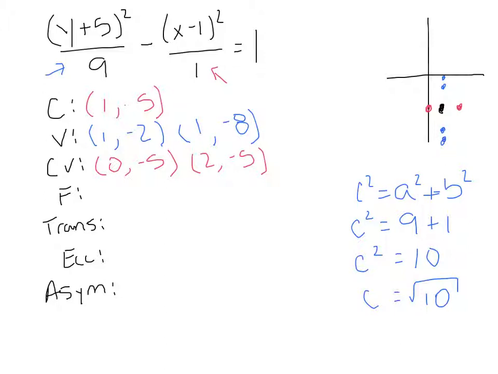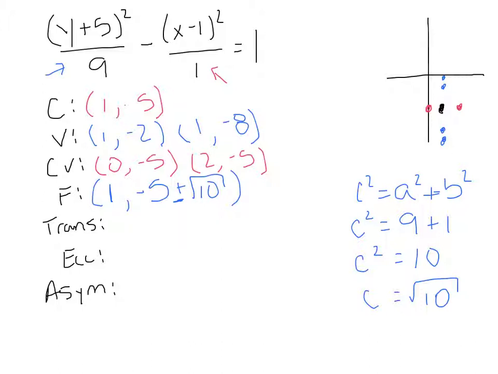So when we write out the points for our foci, we want to think about what we did. We started at 1, negative 5, and we moved up and down the square root of 10. So the 1 stays the same no matter what. And we started at negative 5, and we moved up the square root of 10, and we moved down. So I'm going to write them all as plus or minus. You could write both of them out if you wanted to.